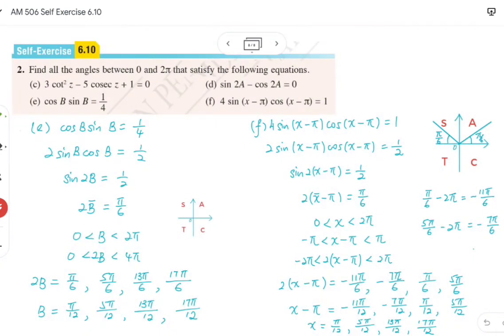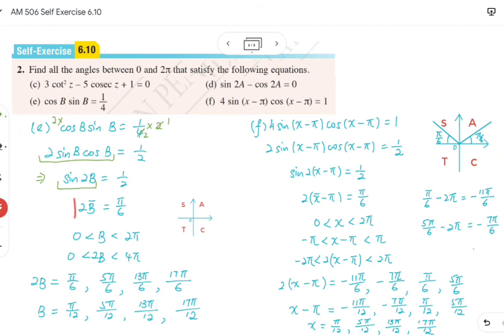E. Cosine b sine b equals 1 over 4. We are quite familiar with cosine b sine b. We know that 2 times sine b cos b is sine 2b, the double angle formula for sine. Therefore, on the first line, we multiply by 2 on each side, so that we get 2 sine b cos b, and 1 over 4 times 2 gives 1 over 2. So now we have sine 2b equals 1 over 2.